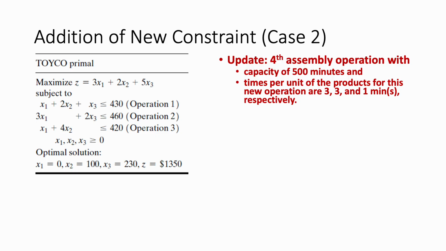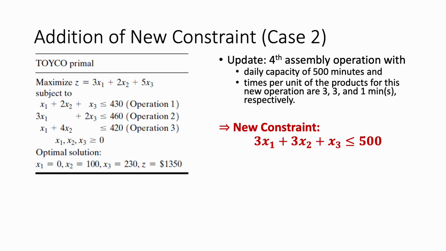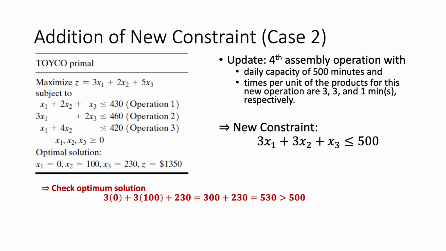But what if we change the additional assembly operation? We keep it at 500, but we change the times per unit. So for operation 1, we have 3. For operation 2, we also have 3 minutes. And for operation 3, we have 1 minute. So this gives us this new constraint. And if we substitute the optimal values to the constraint, we get 530, which is greater than 500. So it's beyond the capacity.